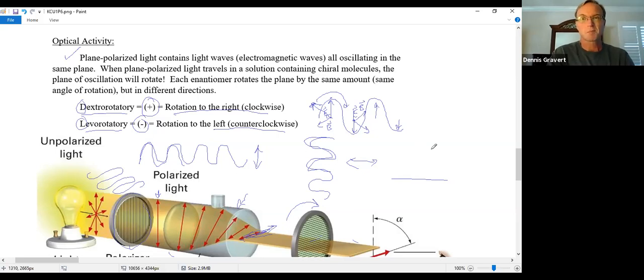All right, did I overwhelm you with too much information? Okay, what's the take-home message? Some molecules interact with light and rotate it left or right. Other molecules are not chiral and they don't rotate the light at all. That's all we need to know right now.